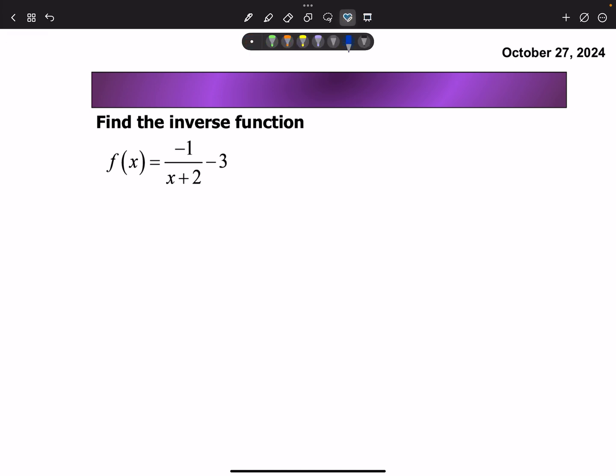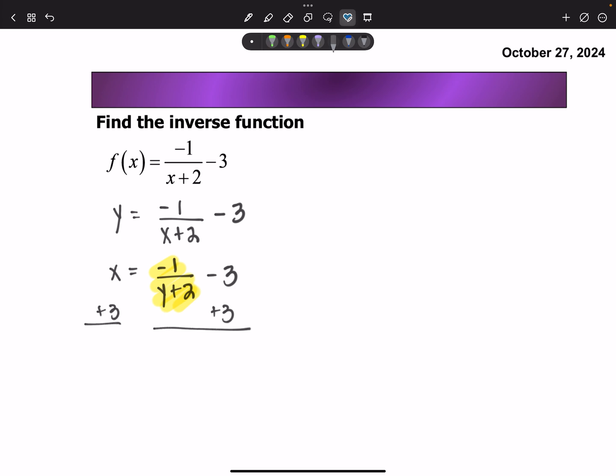So let's get there. We're going to change this to a y. Negative 1 over x plus 2 minus 3. Then flip the x's and the y's. Now I have a fraction that has a y in it, so I'm going to add 3 to both sides to isolate that fraction.